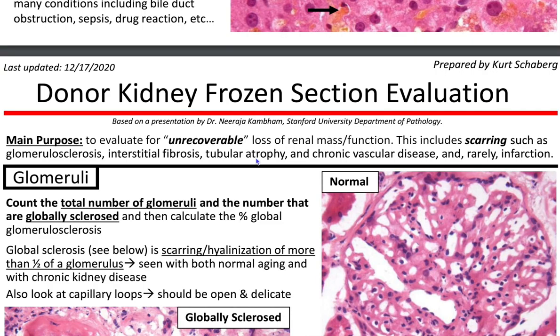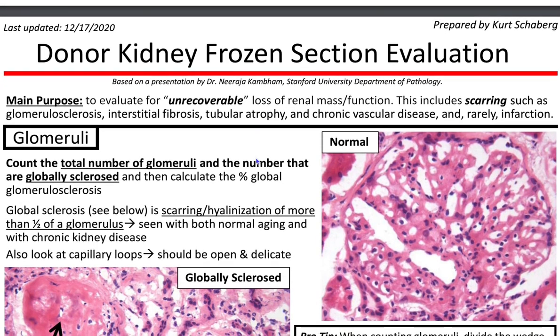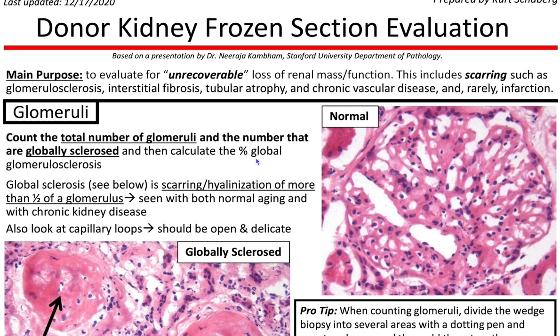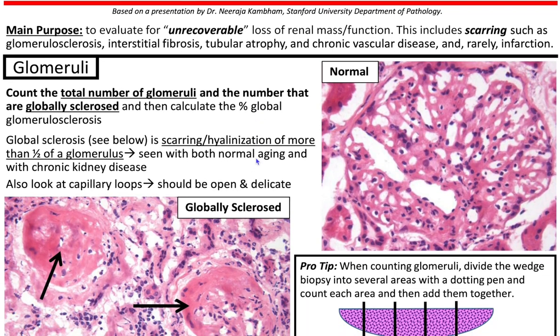The main purpose of kidney frozen evaluation is to evaluate for unrecoverable loss of renal mass or function, and that includes scarring such as glomerulosclerosis, interstitial fibrosis, tubular atrophy, chronic vascular disease, and rarely infarction. So let's talk about our histology in kidney.